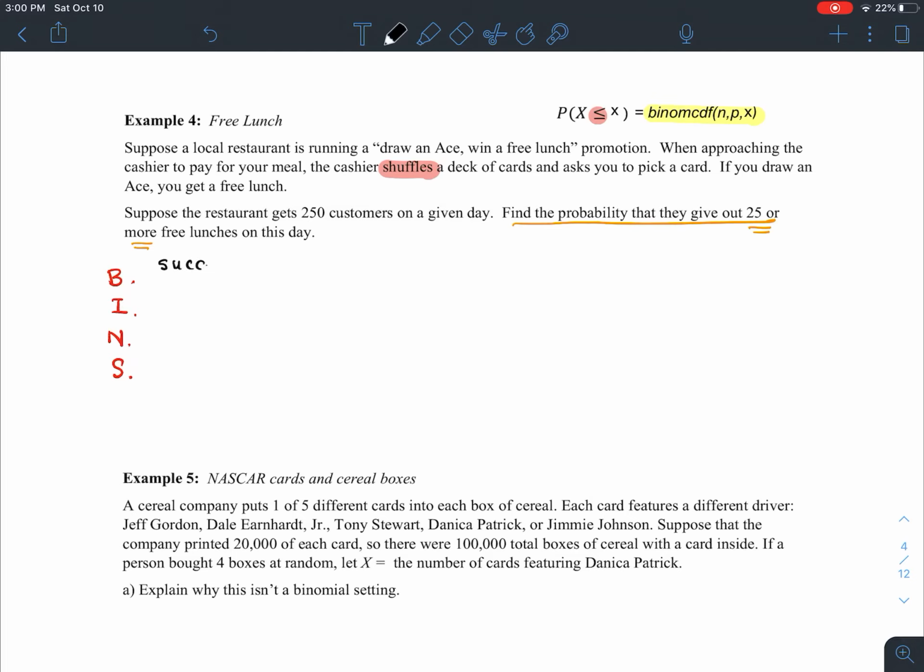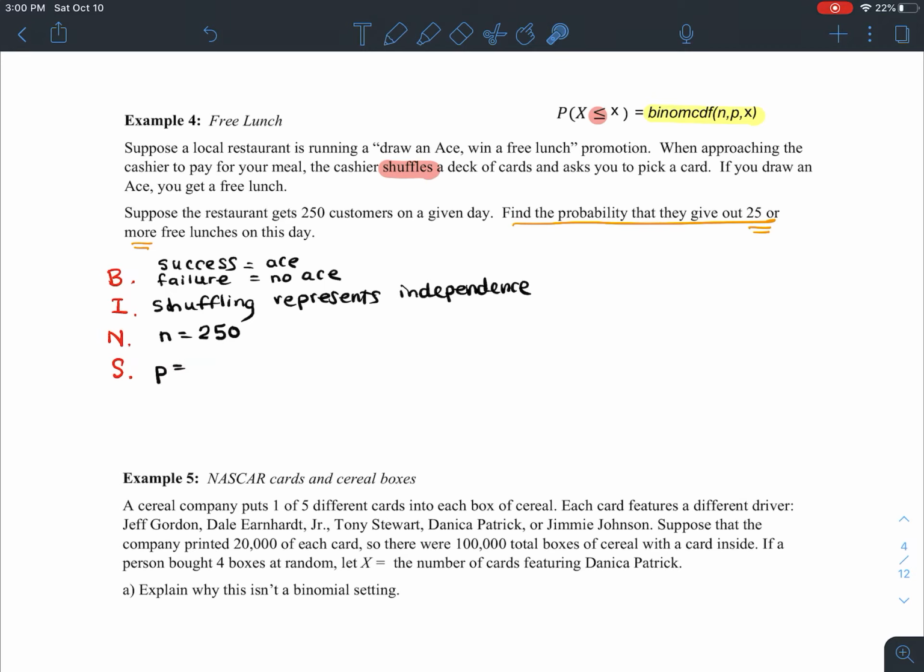And so we just want to run through here, what is a success and what would be defined as a failure. In this particular setting, a success would be if the customer drew an ace, a failure would be that they did not draw an ace. As far as independence goes, the shuffling of the cards in between represents independence, where for each customer that comes up to draw an ace, whatever happened previously, the next customer is completely independent of that.